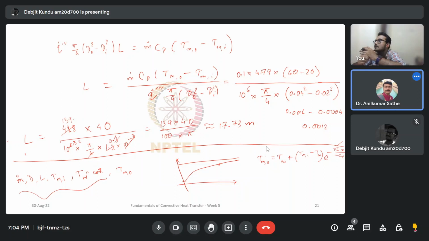I'm not sure, I don't know how to help you on this one. Just a minute. The perimeter is pi d, with the constant wall temperature. That's why, instead of constant wall temperature, if it is heat flux, the h parameter does not come into the equation. Here also there might be some step in between where you can calculate h as a function of x and then take an average.